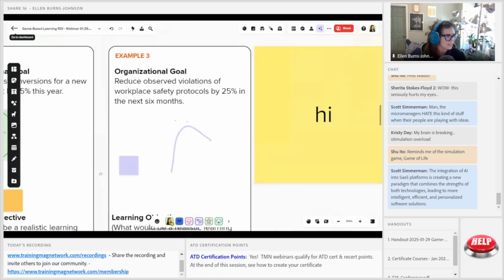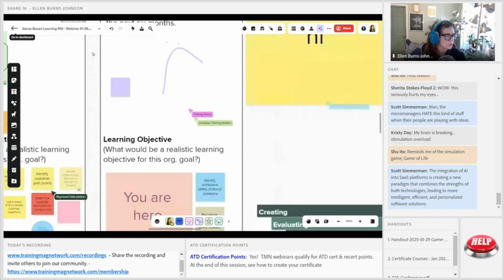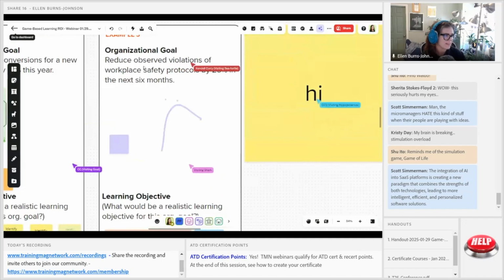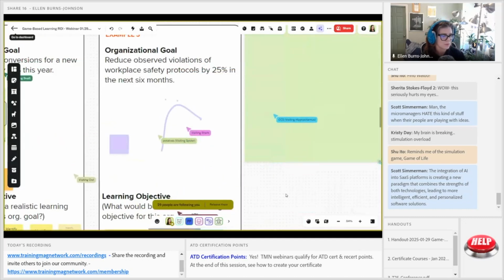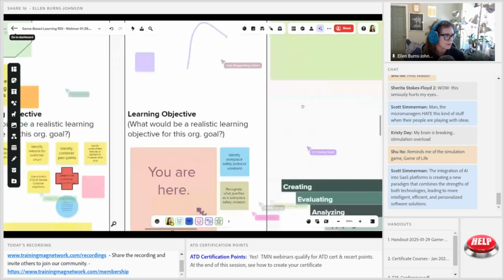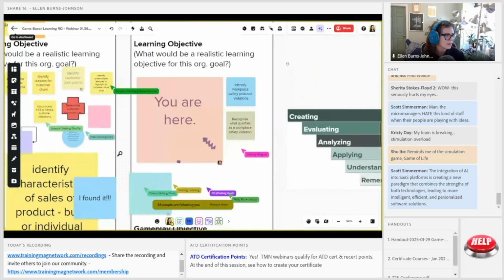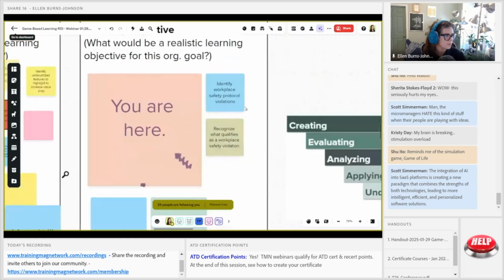Okay, let's take a minute to go over here and look at example 3. Example 3: reduce observed violations of workplace safety protocols by 25% in the next 6 months. It's a little bit more specific. What would a realistic learning objective for this organizational goal be? Identify workplace safety protocol violations.